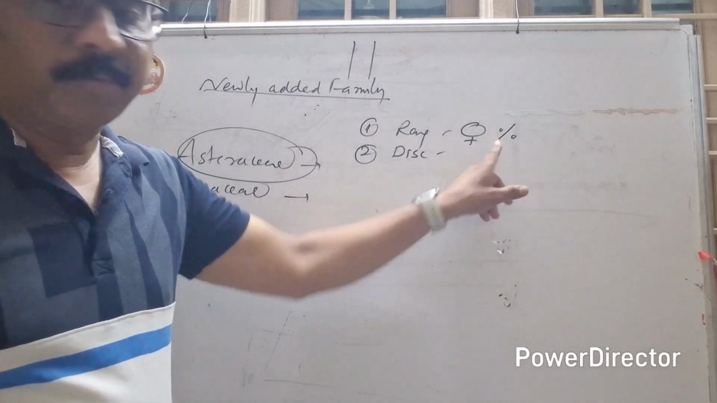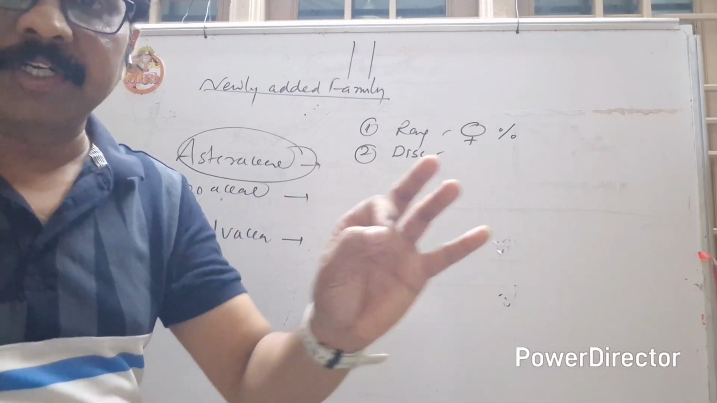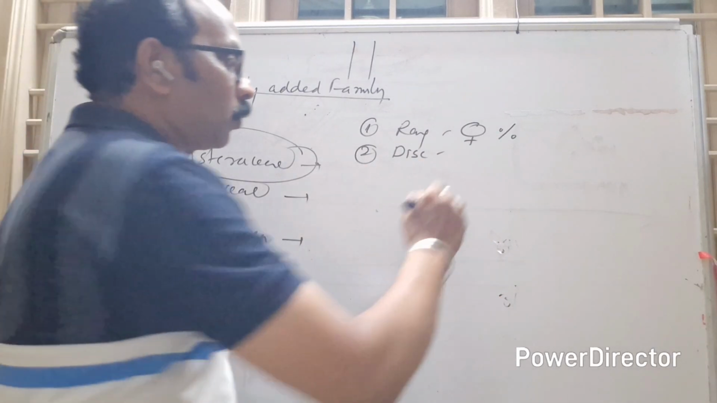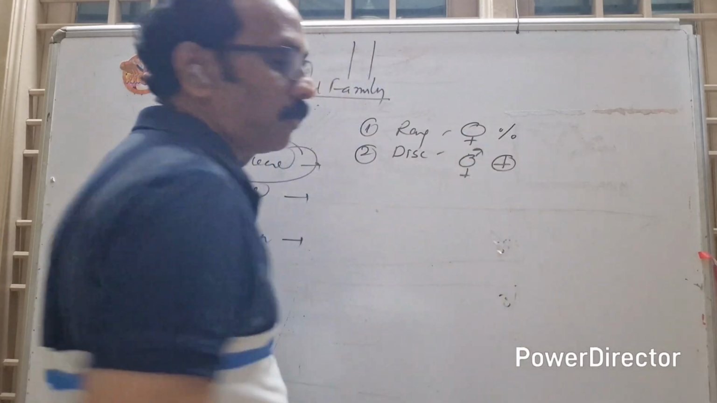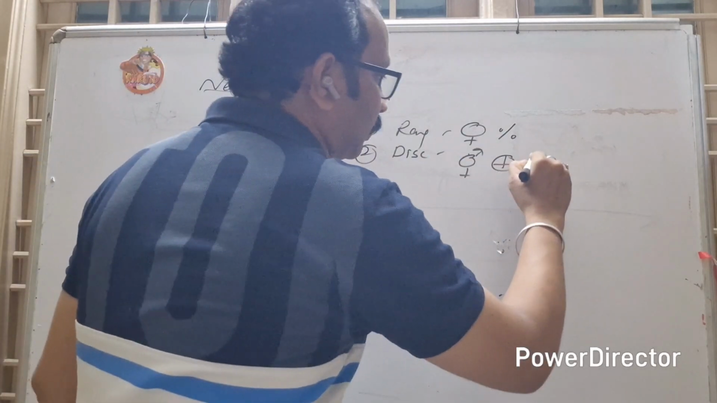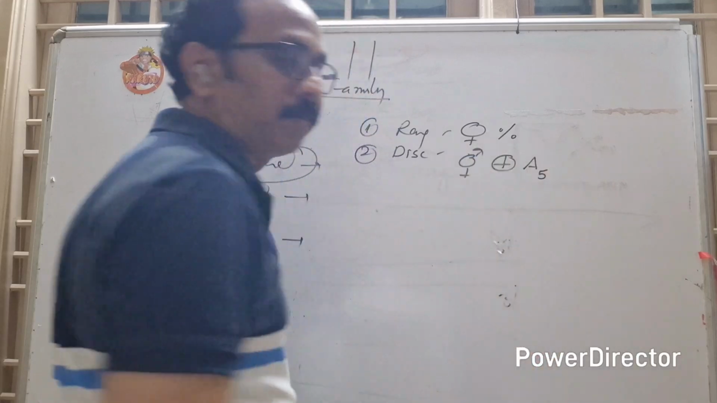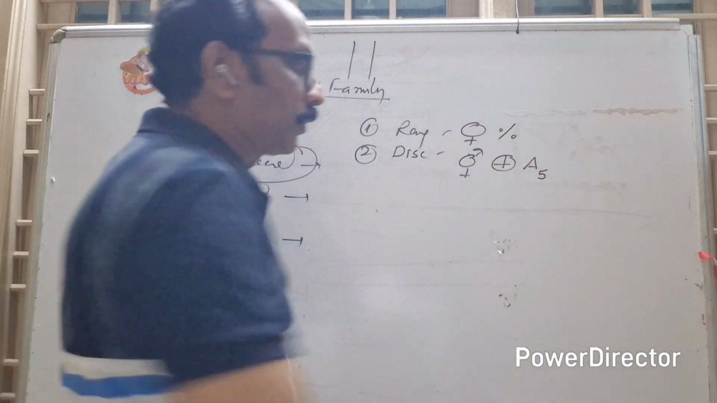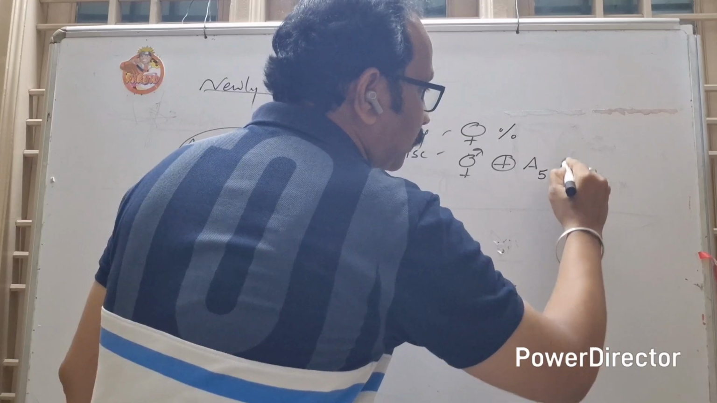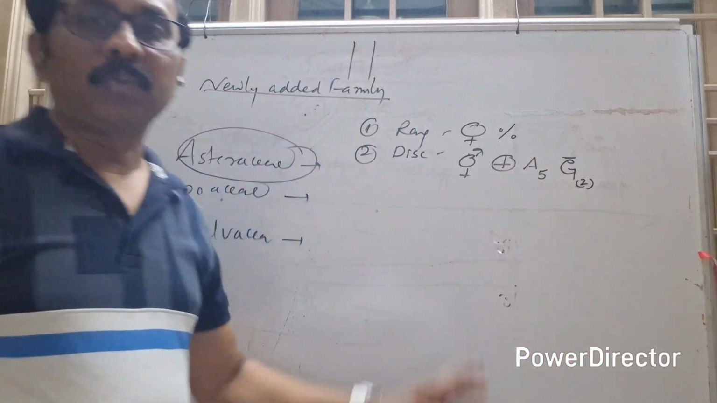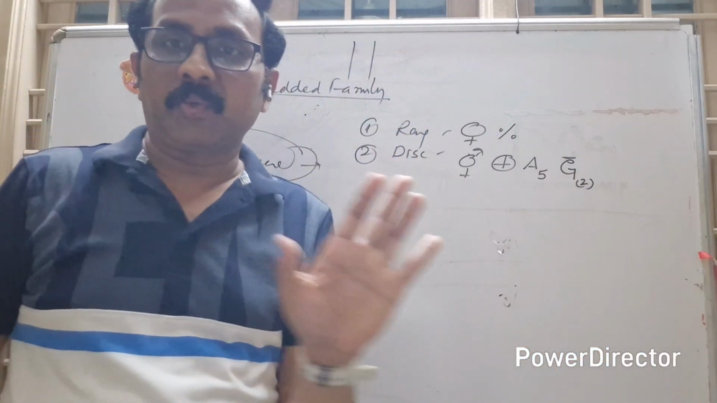From this area, if they ask whether stamens are present, that is a wrong answer. Disc florets are bisexual and actinomorphic flowers, with 5 stamens in epipetalous condition. The gynoecium is bicarpellary, syncarpous, with an inferior ovary. You have to remember this.